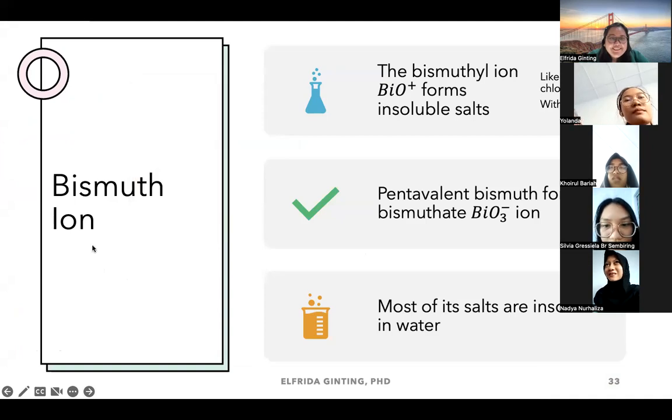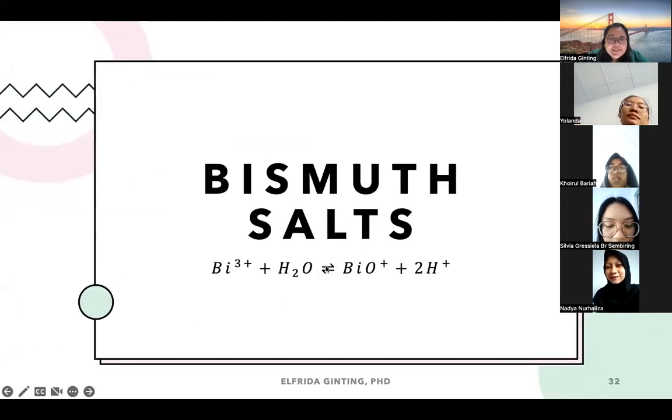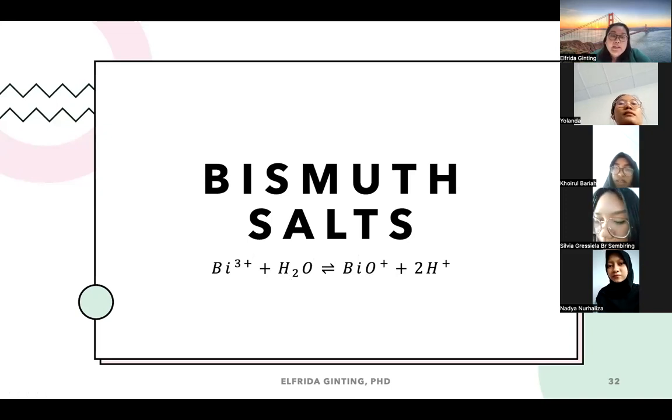One arrow is different from two arrows like this. So I cannot make a mistake. You should have these two arrows. So readily hydrolyzed means it can form bismuth oxide cation, but then it can readily also form bismuth 3 plus when you react it with water. So that's why we call it hydrolyze.